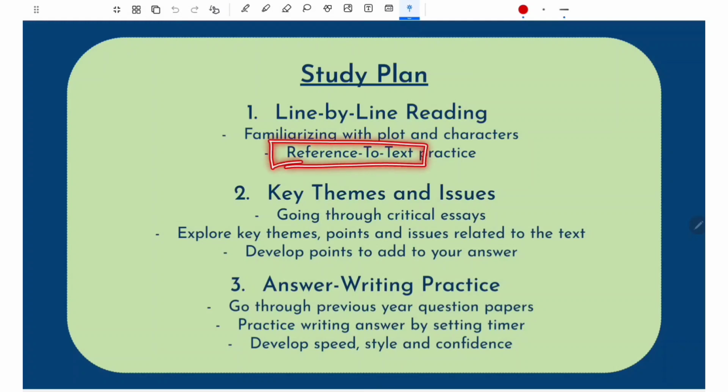reference to text questions. These are also known as RTC questions. Here they will pick some lines from the middle of your text and tell you to write about those lines. Now this sometimes gets a little difficult for students, because even if you know the story and the character, it is the Old English language of your text that really makes it difficult to understand the line and write about it. But don't worry if you don't have the time to go through each text line by line.